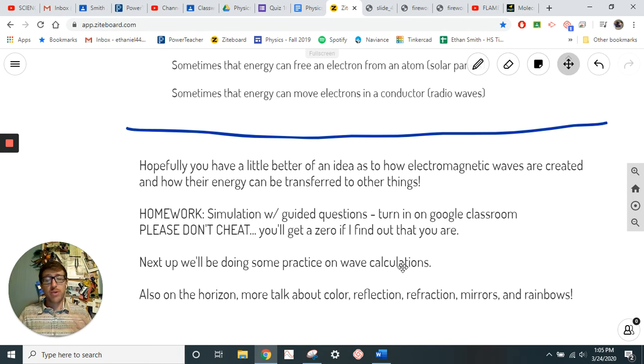So next, we'll be doing some wave practice calculations, and then on the horizon, we'll talk a little bit more about color, reflection, refraction, mirrors, rainbows, and cool stuff that we can do with light waves to allow us to see things and perceive the world as we do.